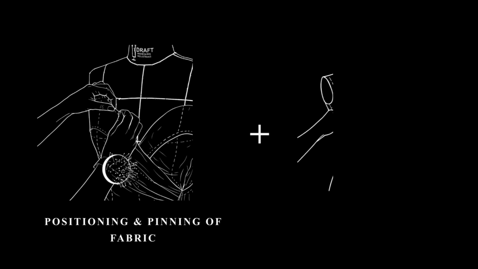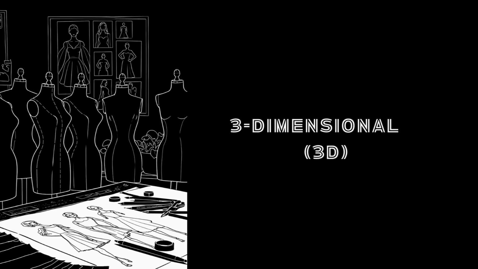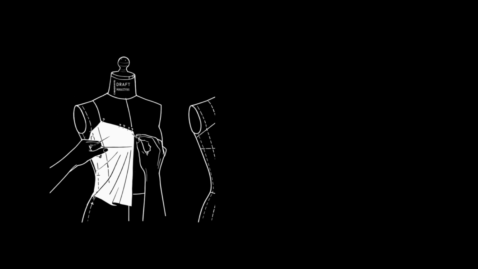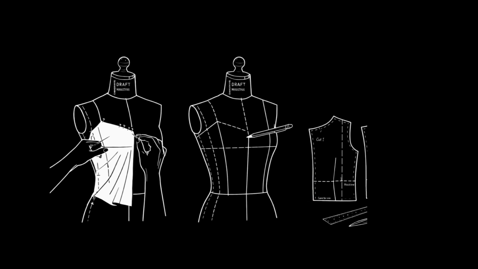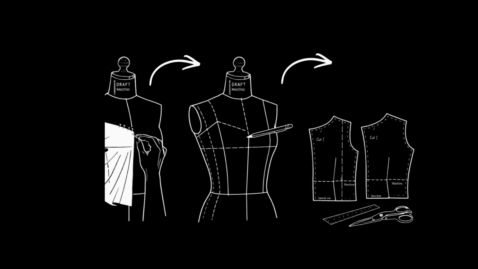The next technique is draping. Draping is when the fabric is placed directly on the dress form. Remember, directly on the dress form to create the shape of a garment. Sounds simple, right? Draping is a three-dimensional method of creating a garment or creating a pattern. The designer uses pins to adjust the fabric until they get the desired look. After that, the fabric shape is transferred onto paper to make the final pattern.